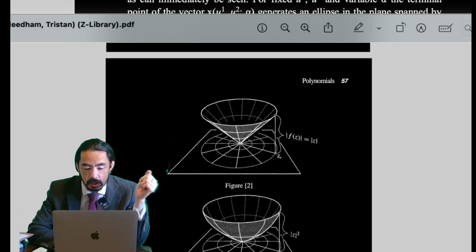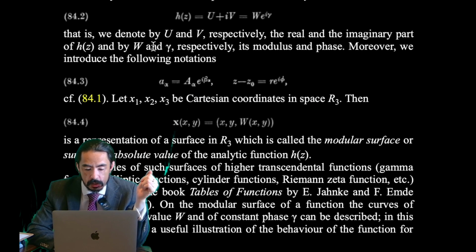So we mentioned modulus, that's capital W, and phase, lowercase gamma. Phase, I've also seen called maybe the argument perhaps, and then this modulus, it's basically the complex magnitude.